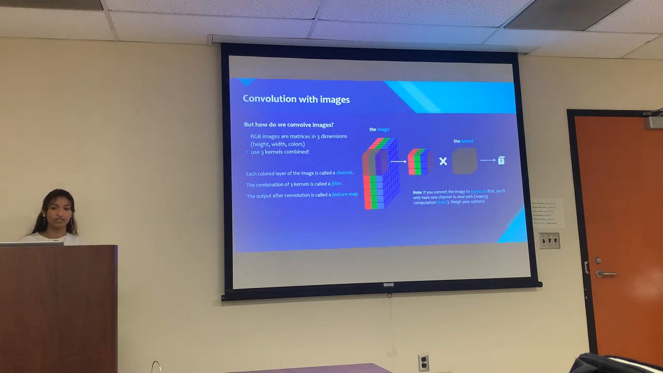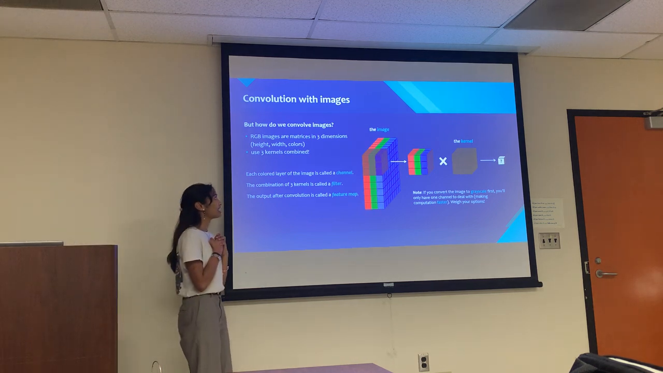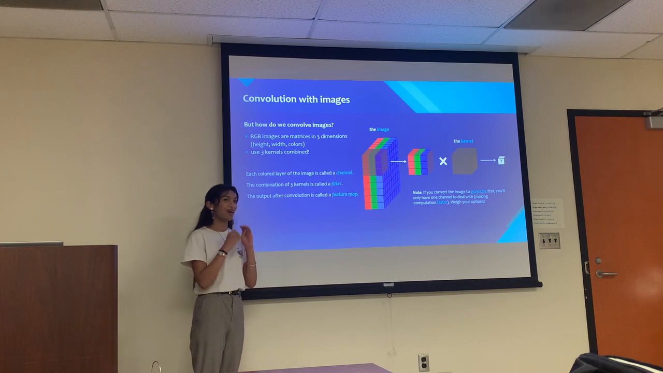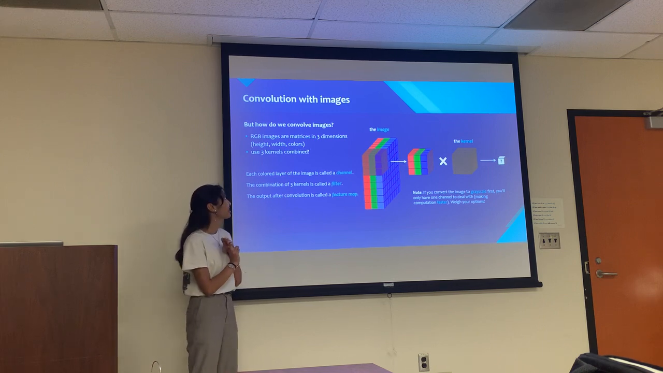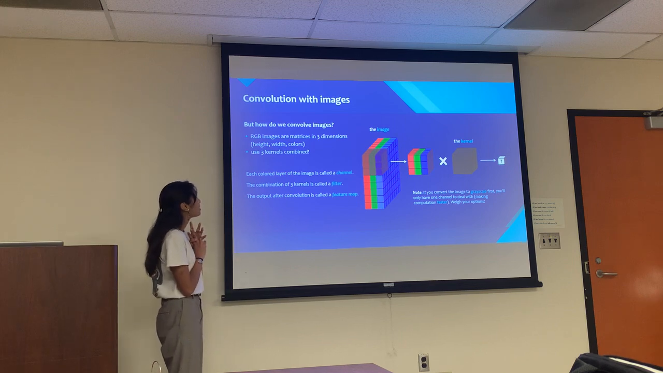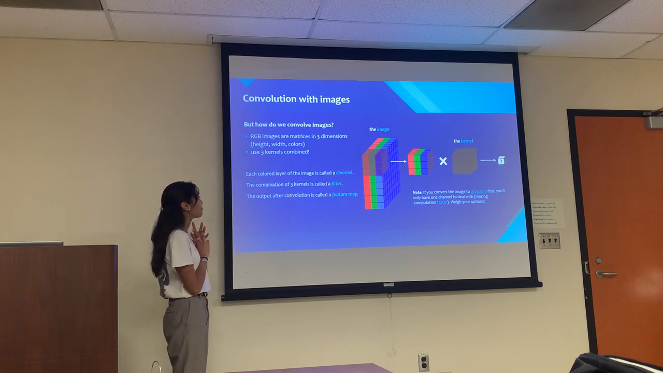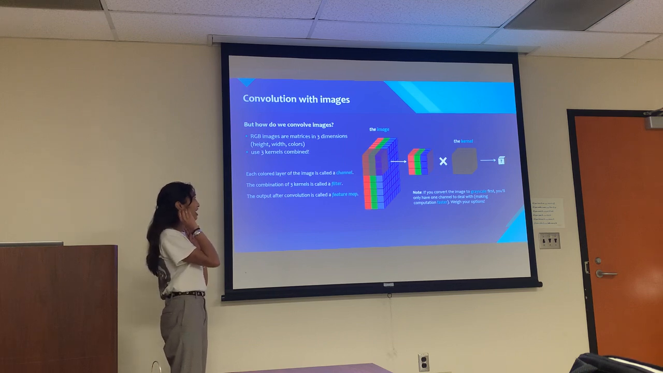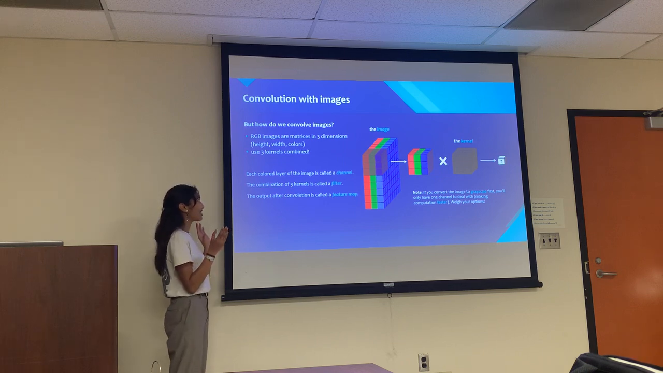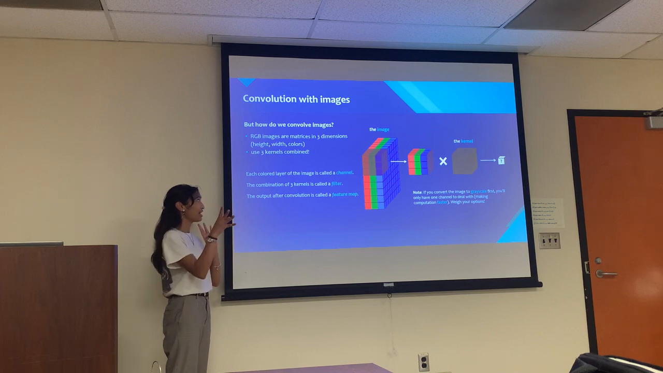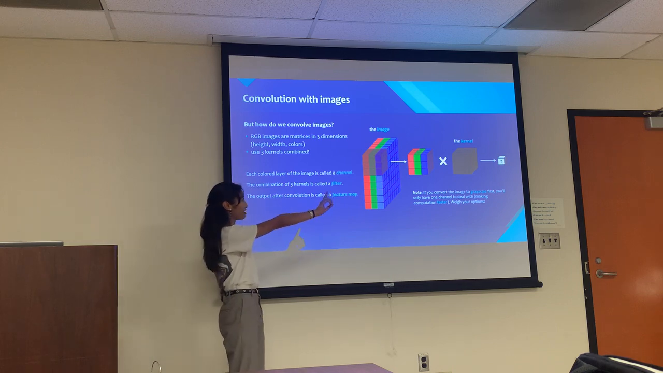So for images, do you remember, usually we have RGB, so we have the red layer: you have the value for red, the value for green, and the value for blue. For each of these you're going to have a kernel, and each colored layer is a channel. The 3 kernels that you're going to be using are the filter, and the convolution after is going to be your feature map.